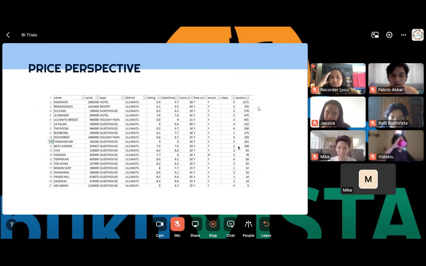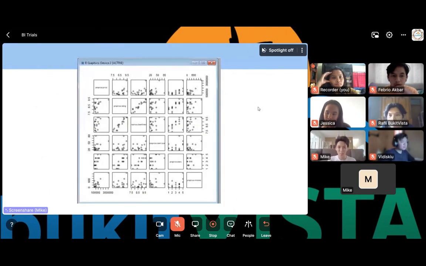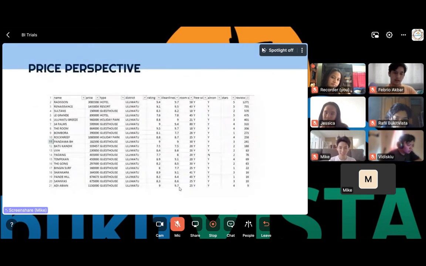To be honest, I haven't really come to a conclusion because from this scatter plot matrix, we can see that there is no substantial linear relationship except between the price and the reviews. So I think I still need to add some more observations, or maybe do some modifications and transformations.